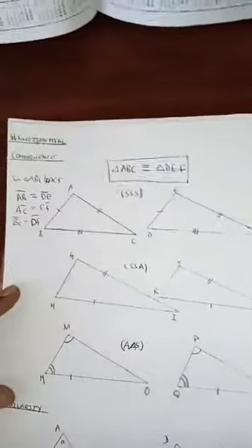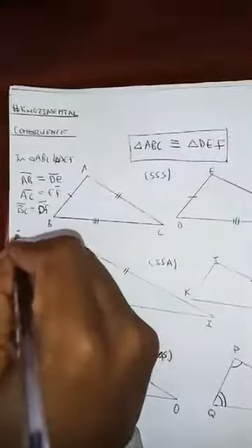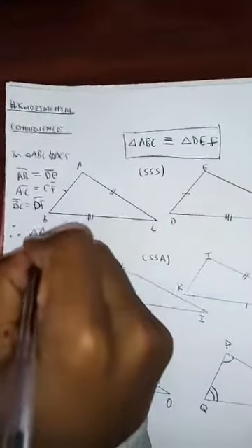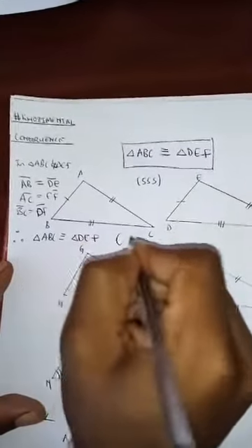So you have 3 sides of this triangle being equal, and when this is the case, we say these two triangles are congruent. Therefore, triangle ABC is congruent to triangle DEF. And the reason is side, side, side.